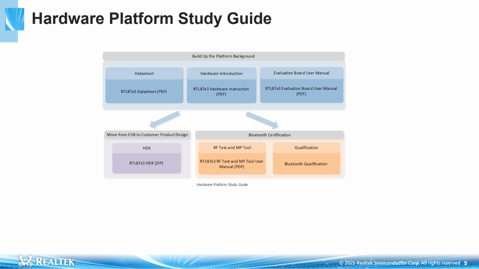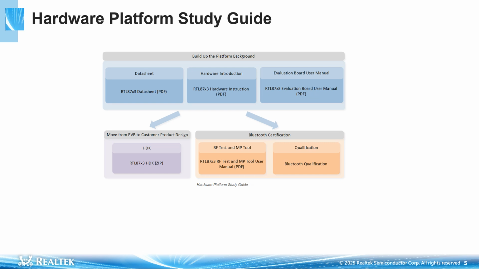Mass production testing phase. When the product enters the mass production phase, we offer RF test and MP tool, specifically designed to assist customers in ensuring compliance with RF performance requirements and quality standards. These tools provide comprehensive testing processes and automated scripts for RF certification and production testing. By using these tools, developers can efficiently identify and resolve any production issues, ensuring product quality consistency.